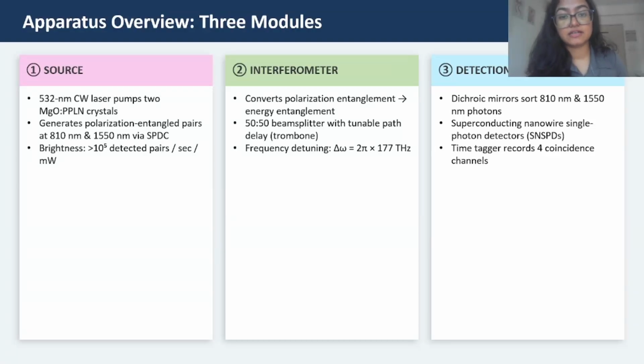Now module 3, that is the detection module. Superconducting nanowire single photon detectors, or SNSPDs, detect the photons with extremely low time jitter. A time tagger records four coincidence channels simultaneously. Monitoring all four channels allows the normalized coincidence probability PC to be extracted directly without needing to characterize system losses, a very significant practical simplification.